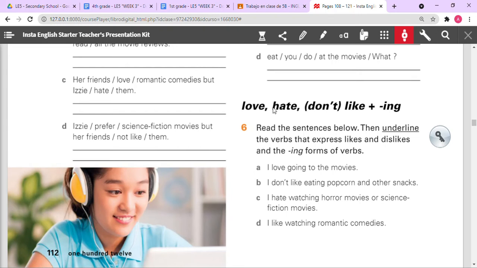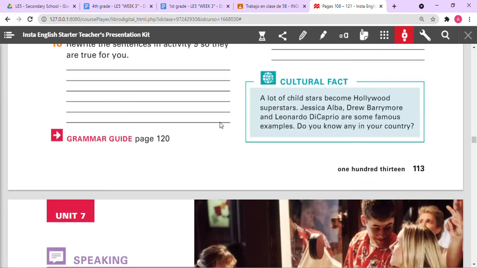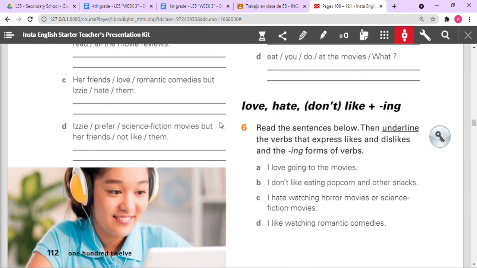Well, class, let's continue on page 112 and the last page, 113. In this part it says love, hate, don't like plus ing. Read the sentences below, A, B, C, D. Then underline the verbs that express likes and dislikes and the ing form of the verbs. Okay, likes and dislikes. Like is when you like a picture on Facebook, no? Like. It's like that. Okay?